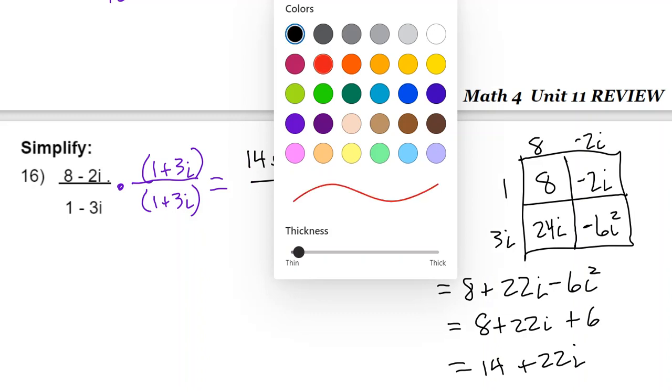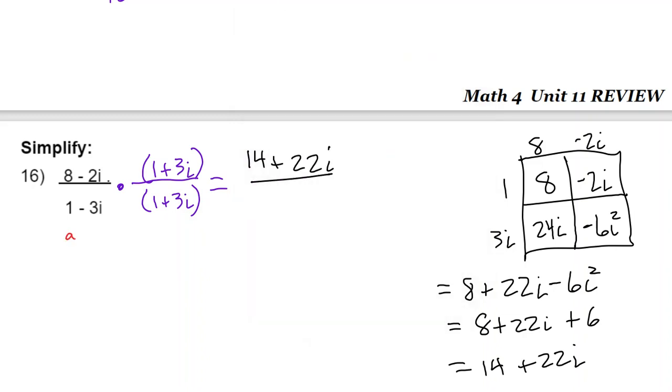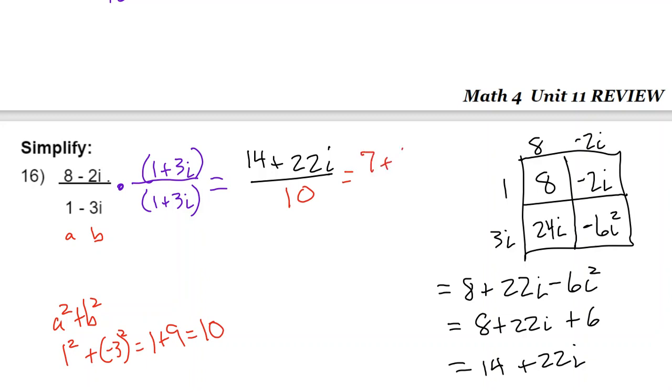And meanwhile, on the bottom, we're going to have a squared plus b squared, which is going to be 1 squared plus negative 3 squared, which is 1 plus 9. Now, once again, I see everybody up there is an even number. So I know that at the very least 2 will go into it, but I got all prime numbers when I'm done with that. So we can stop there. That is the review sheet for Unit 11.